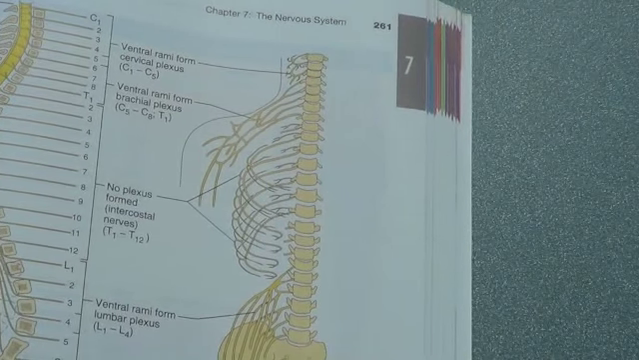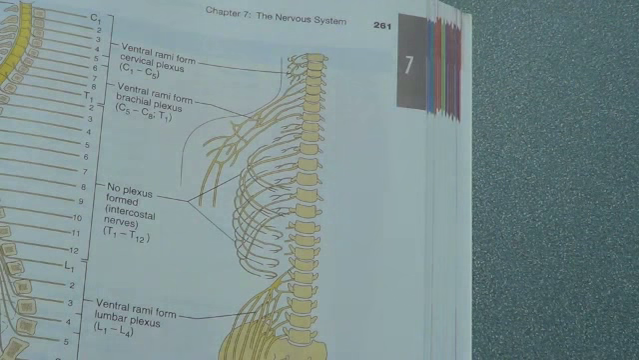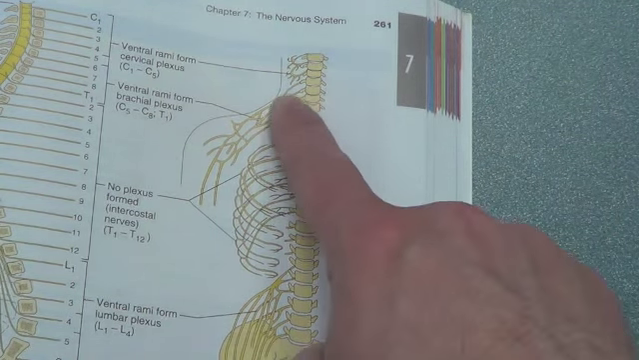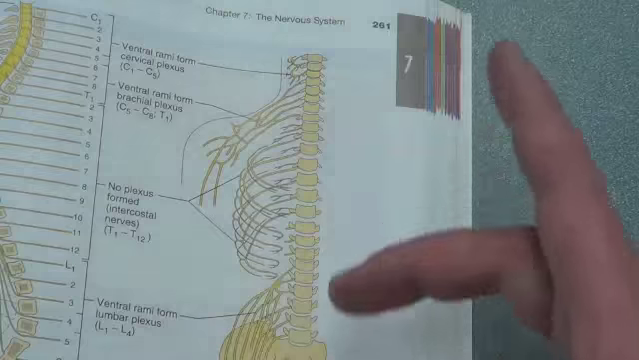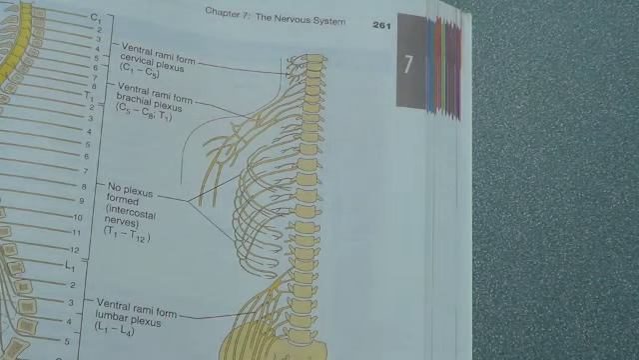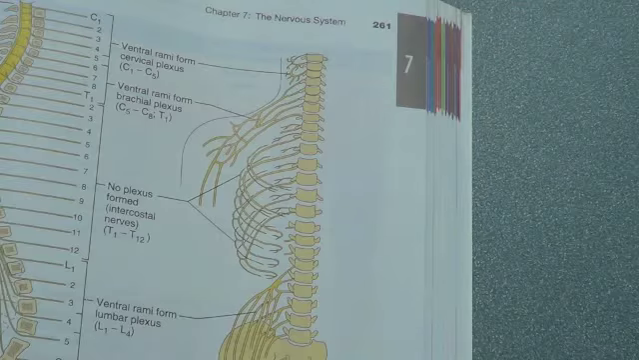So in your book on page 261, they show you the spinal cord running down, and they show you the nerves that are coming off of the spinal cord. And in some areas of the spinal cord, the spinal nerves are actually merging together or braiding and forming plexuses. So there's only one area of the spinal cord and the spinal nerves that are not plexusing. That would be in the thoracic area.